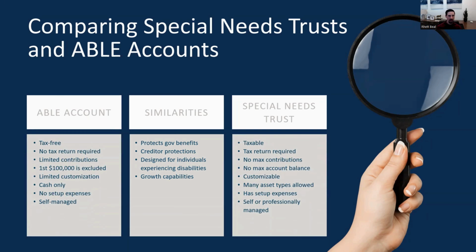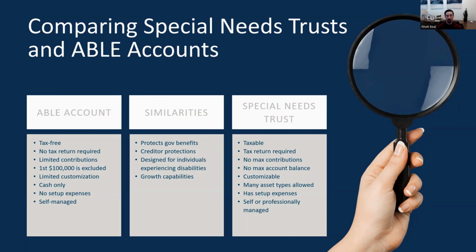And I'm going to jump kind of back and forth, and you'll see I lined these up top to bottom. The ABLE accounts, tax-free, right? Special needs trust, they're taxable. ABLE accounts, no tax return. Special needs trust, there may be a tax return, right? You will need to file for taxes on it, on the income and growth and capital gains there.